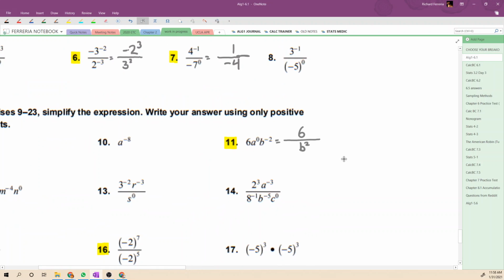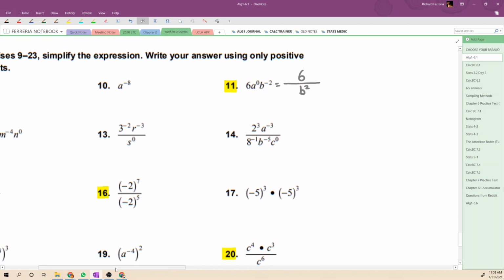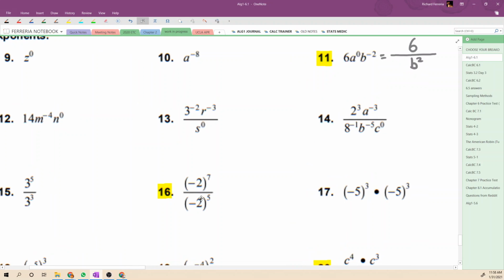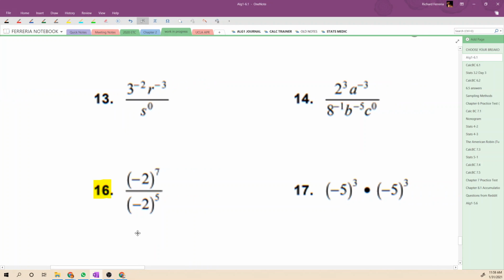Okay, so let's take a look at the next one. This looks like we're going to be going to question 16 next. So let's zoom in over here, and let's see what we got. We've got negative 2 on the numerator to the 7th power, and negative 2 to the 5th power on the denominator. Now, don't be fooled, because these are two exponents to this for the same base.